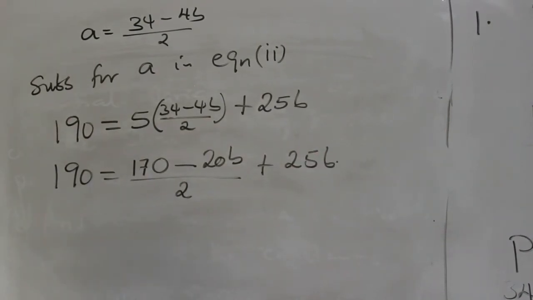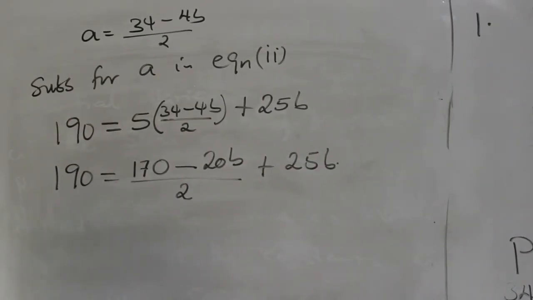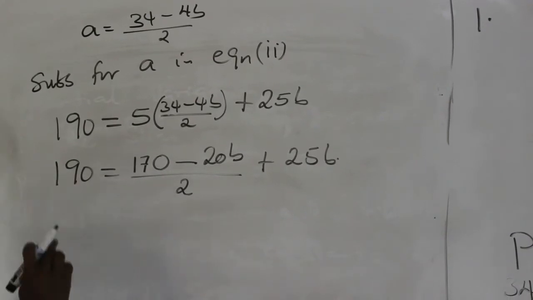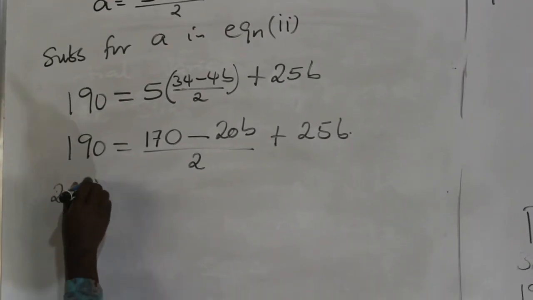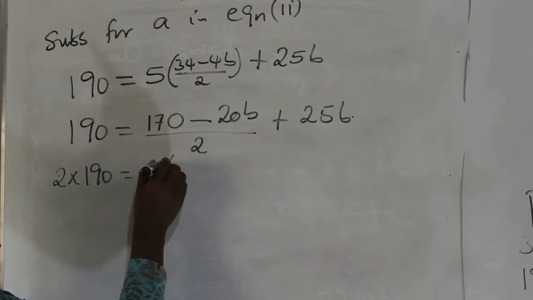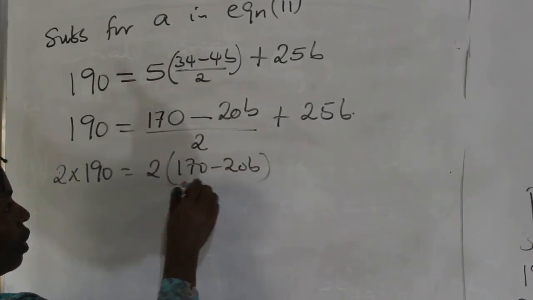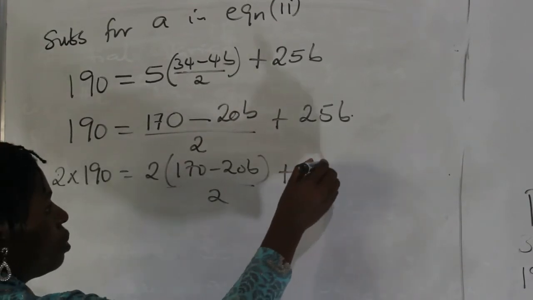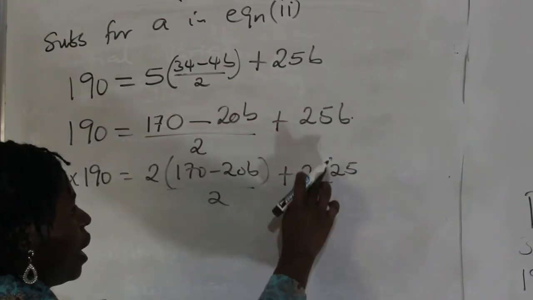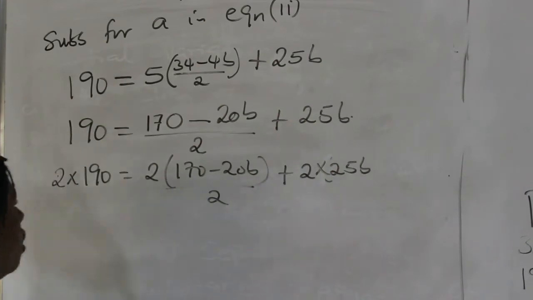We still have a fraction, so we need to clear the fraction. So we multiply each term by 2. Each term by 2. So we are going to say 2 times 190 is equals to 2 times 170 minus 20b all over 2 plus 2 times 25b.